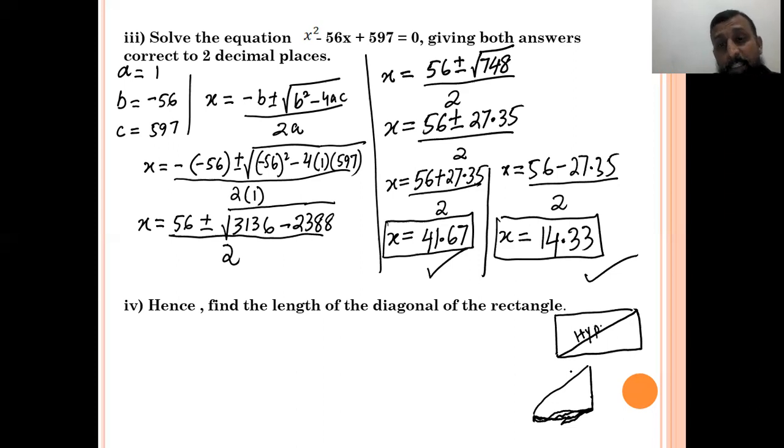So now I have the length and breadth. Now what can I do? I can apply Pythagoras theorem to find the length of this hypotenuse, or the longest side. What is the Pythagoras theorem? Hypotenuse square equals perpendicular square plus base square. I hope you know this formula. Hypotenuse is the longest side inside a right angle triangle.